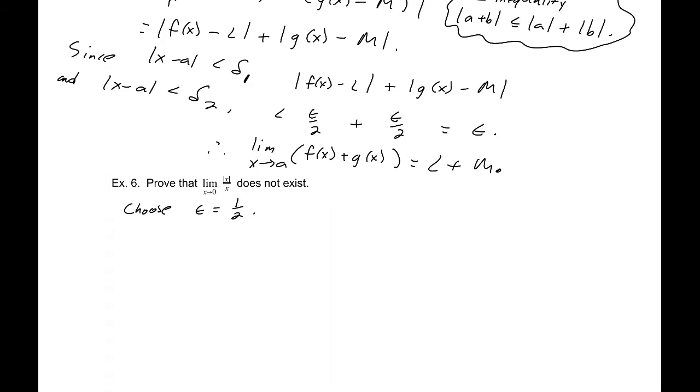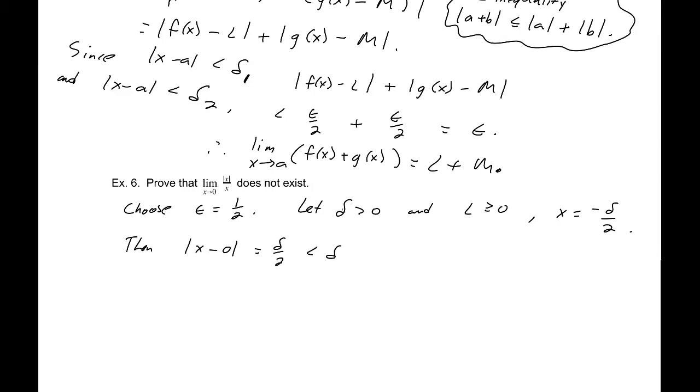All right, so let delta be greater than 0 and our limit L greater than or equal to 0. All right, and I'm going to choose an x value, x equal to negative delta over 2. Then the absolute value of x minus 0 is negative delta over 2 minus 0, so that my absolute value is delta over 2, which is less than delta.